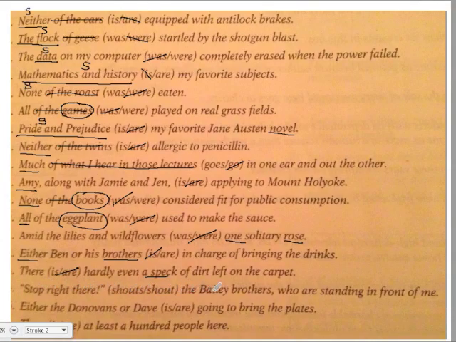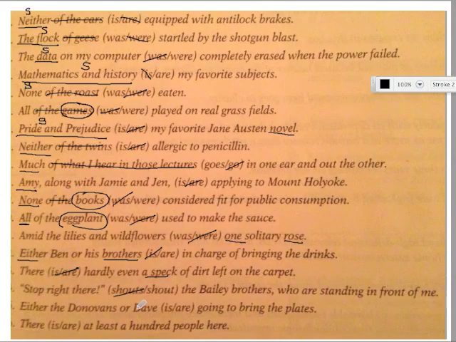Shout or shouts, the Bailey brothers. It's shout, the Bailey brothers, who are standing in front of me. Either the Donovans or Dave, singular, so we will pick is. Either the Donovans or Dave is going to bring the plates. There is or are at least 100 people there. People is the subject.